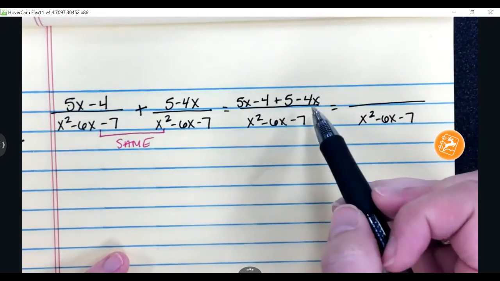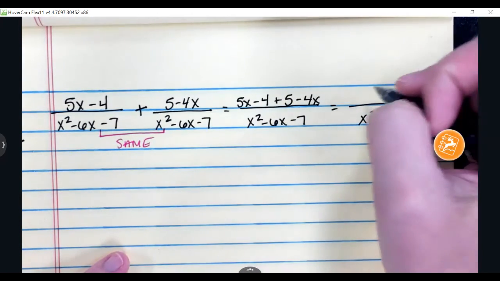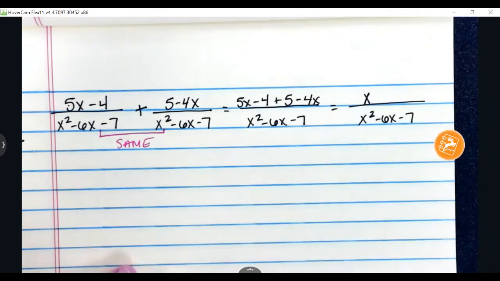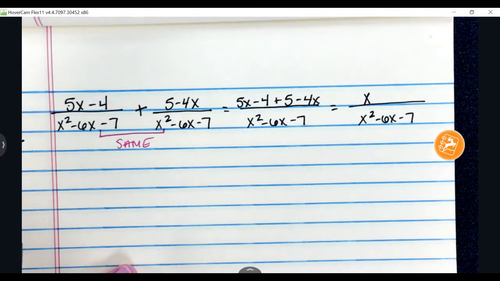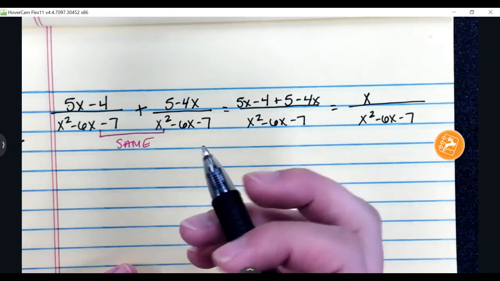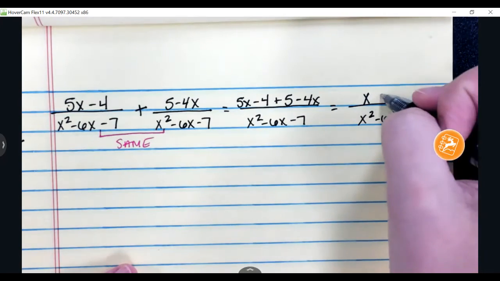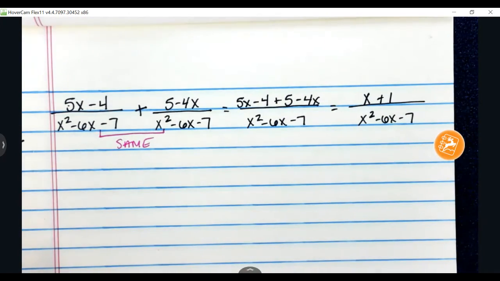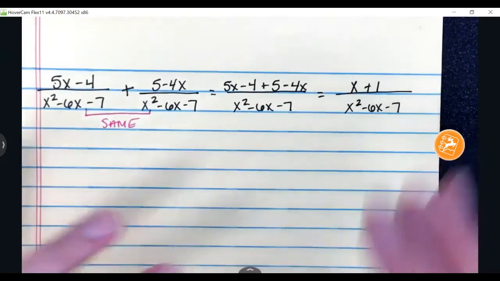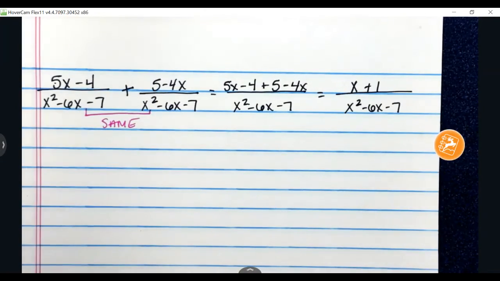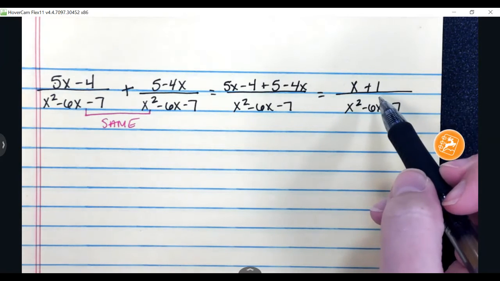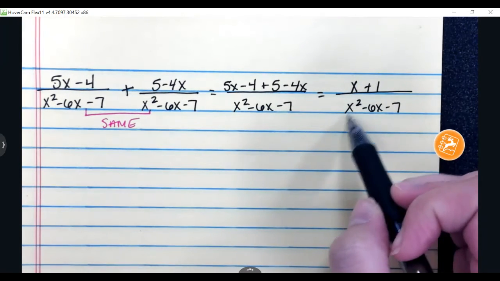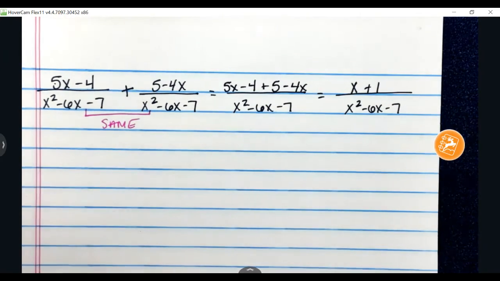What am I going to have on top? What is 5x minus 4x? Is x. What is negative 4 plus 5? Anybody? 1, very good. So now here's the part where I said you got to get good at figuring out what I can do. Can I do anything with x plus 1? No. But I have an x squared minus 6x minus 7. What can I do with that?